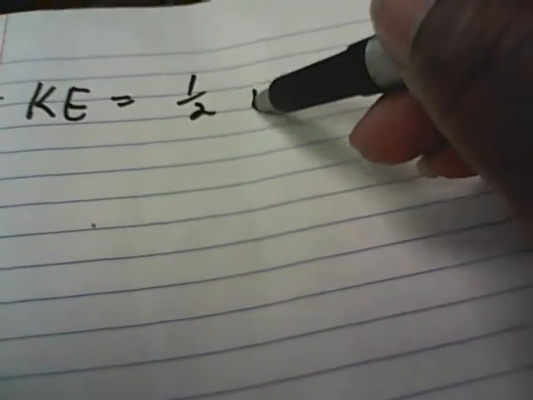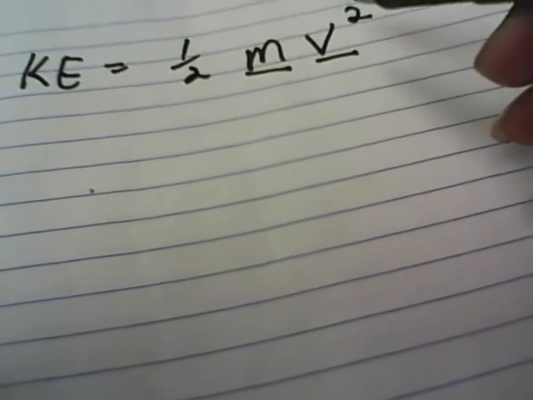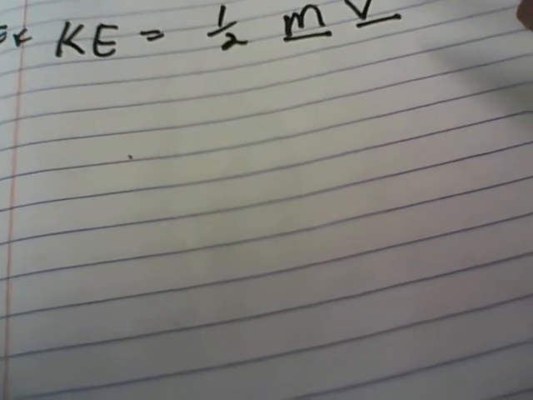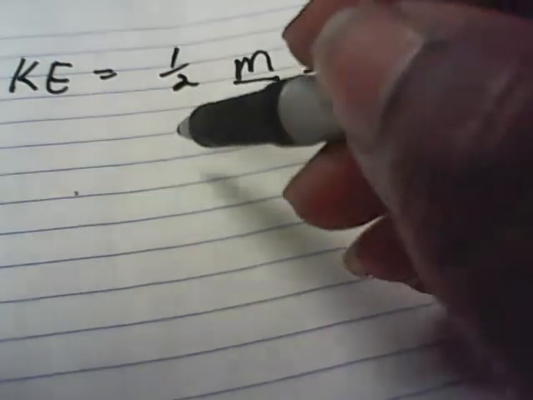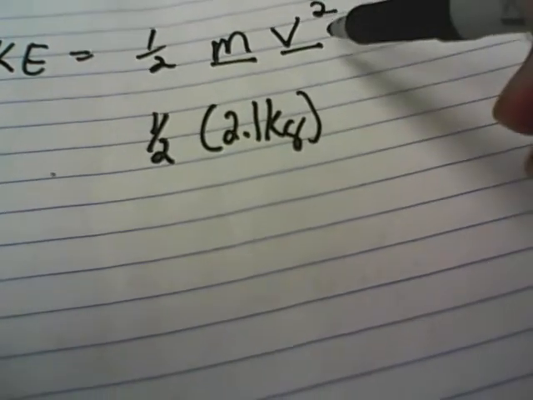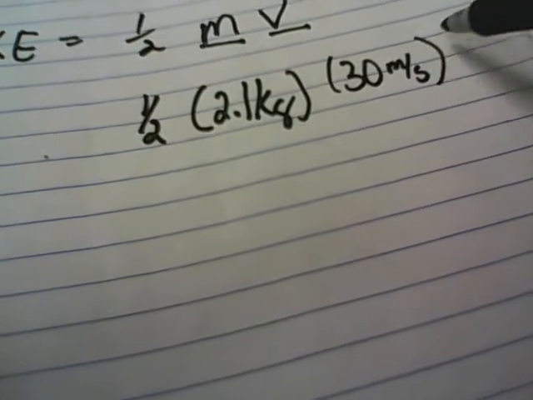As I say, this is going to be weird for all of us. We said that kinetic energy, I write it as KE, but it also can be EK, is 1/2 mv squared, where m is our mass and v is our velocity. For the first question, we have a mass of 2.1 kilograms. This is what I call our plug and chug. So I'm going to have 1/2 times 2.1 kilograms, and the velocity, how fast it was moving, was 30 meters per second squared.